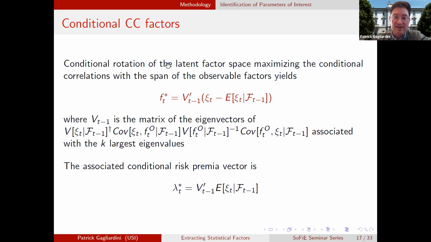And it turns out that they have an expression like this, which is very similar to the previous one, but here the Vt minus 1 is a matrix of eigenvectors, not of the conditional covariance of psi t, but of this matrix obtained from conditional canonical correlation. So this gives a different normalization, or the identification of a different rotation in the latent factor space, not related to principal component, but rather to canonical correlation.